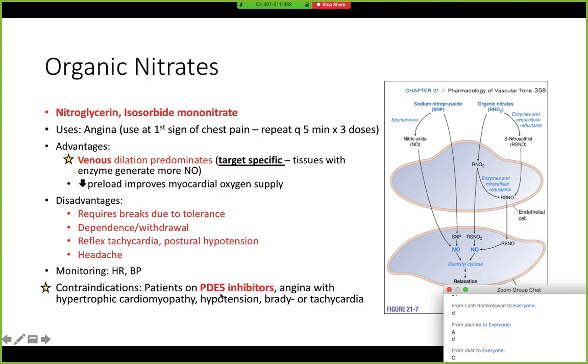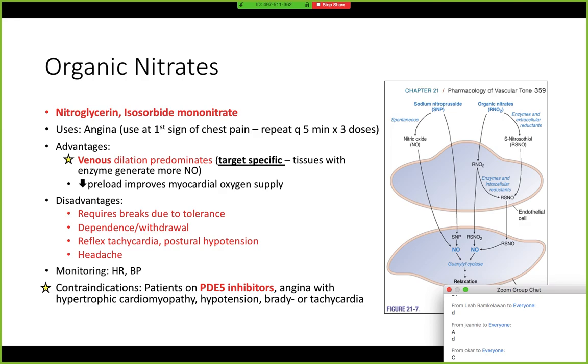One of the big ding-dings, I guess, in Dr. Quadri's WeBot, that definitely shows up in a ton of practice questions, is the fact that patients on PDE5 inhibitors should not be given organic nitrates, or vice versa. I mean, really, it would probably be the other way around. If somebody is on an organic nitrate, you don't want to give them a PDE5 inhibitor.